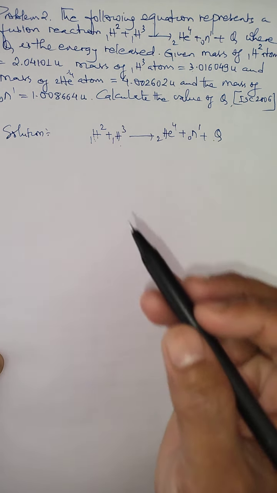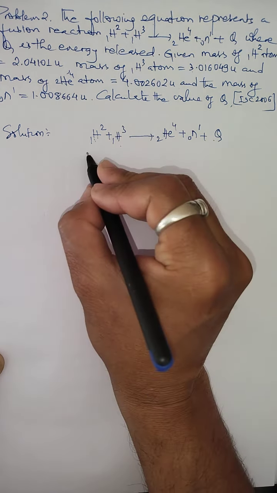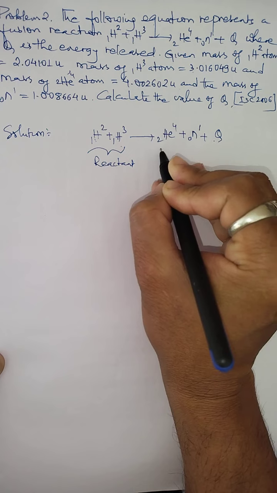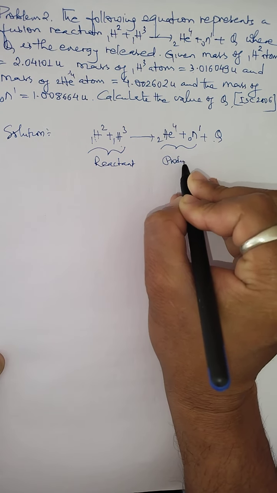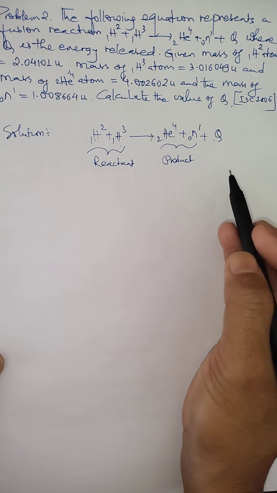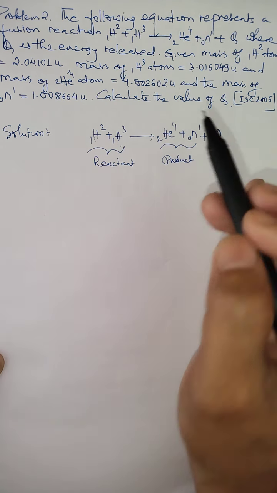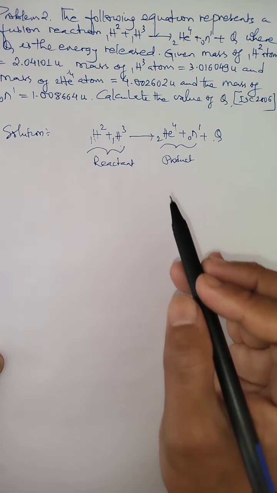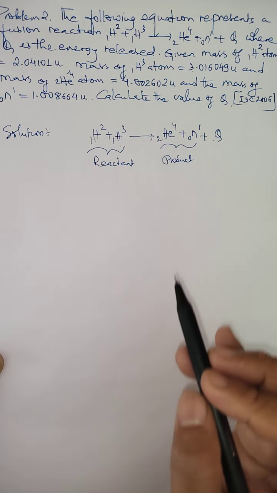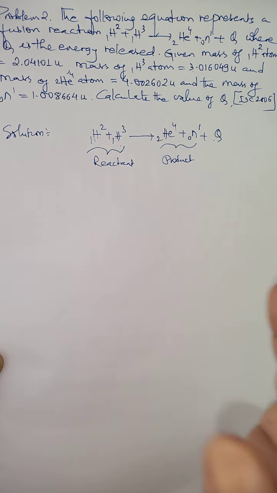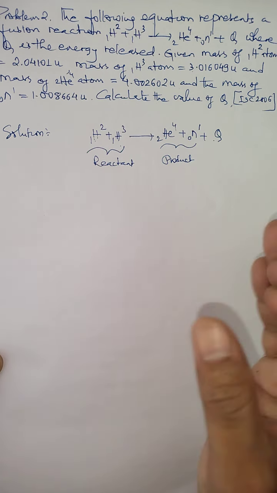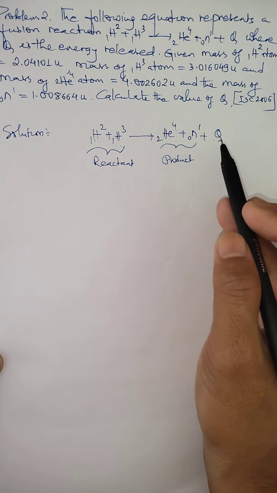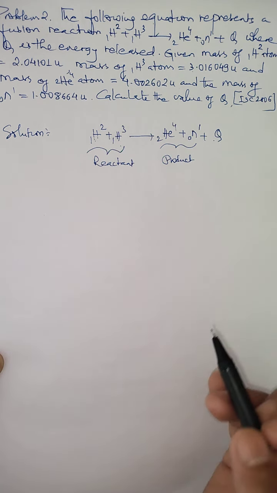So this question is similar to question number 1, because this is a fusion reaction. These two are called reactants and these two are called products. You know, when a fusion reaction takes place, we always observe that the mass of the product will be less than the mass of the reactants. So there is a loss in mass, and this loss in mass is called mass defect. Due to this mass defect, there is an energy which is calculated, and that energy is Q.